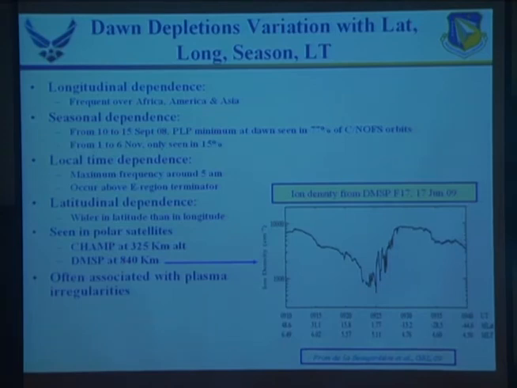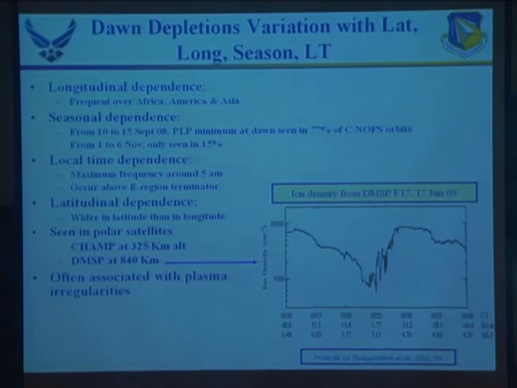So what we saw for those depletions, those large decreases in the density, is that they are more frequent over Africa, America, and Asia. They have a seasonal dependence. For example, on a day in September, it occurred in 77% of our CNOFS orbits. If you look at November, it is only occurring in 15% of those events. Local time dependence: maximum around 5 a.m. They occur above the E region terminator.